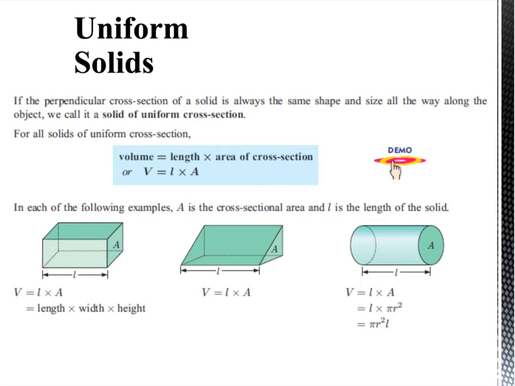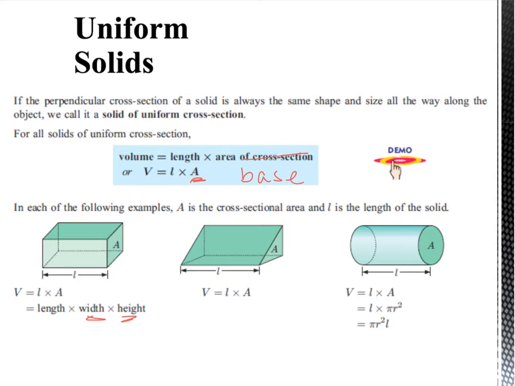Uniform solids: when we're trying to find the volume of a uniform solid, a cylinder, a triangular prism, a cube, a rectangular prism, what we're going to use is the formula that volume is length times the area of a cross section. When we mean a cross section, all we're doing is cutting it across, parallel to the base, so we can change that area of a cross section to area of the base, whatever our base is. So volume is equal to the length times the area of whatever our base is. So the base of our rectangle is the width times height. So length times width times height.